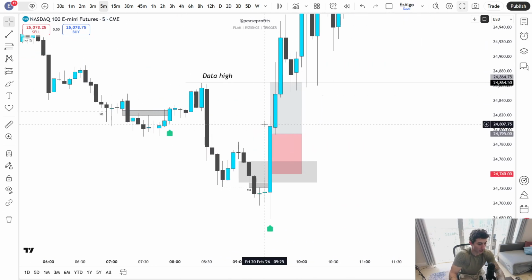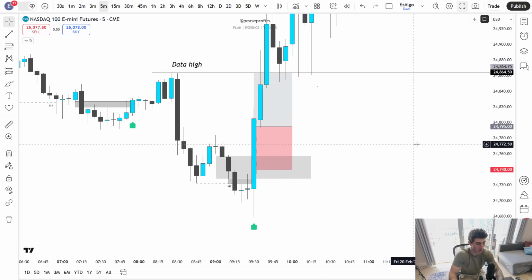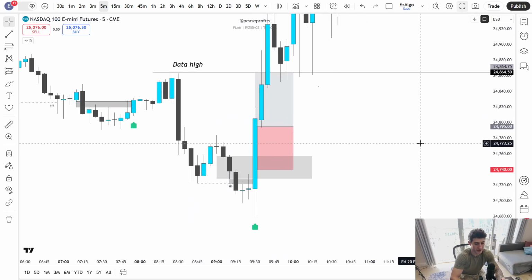Looking back, would I hold a runner? Probably, but you know what? I'm happy with the trade. Simple 1-to-1. Today was a base hit kind of day, and that's how we do it. Indicator called this as well. Let's go. You know, ending the week green.